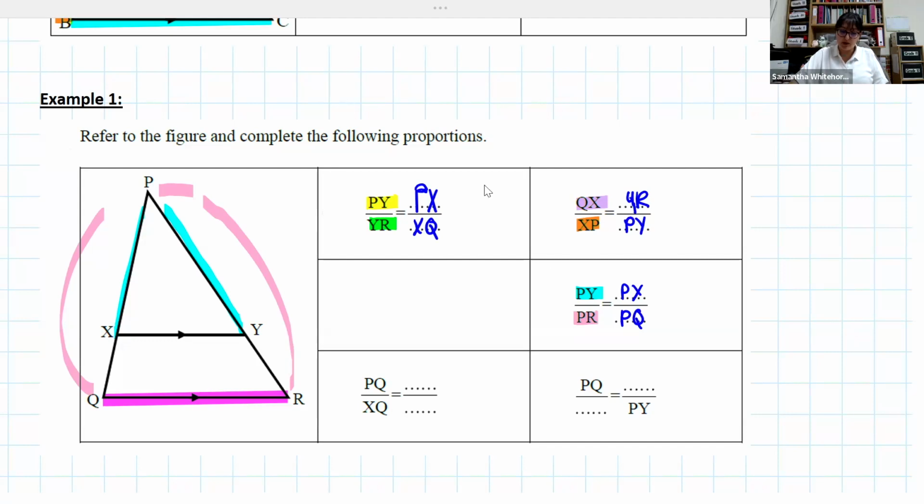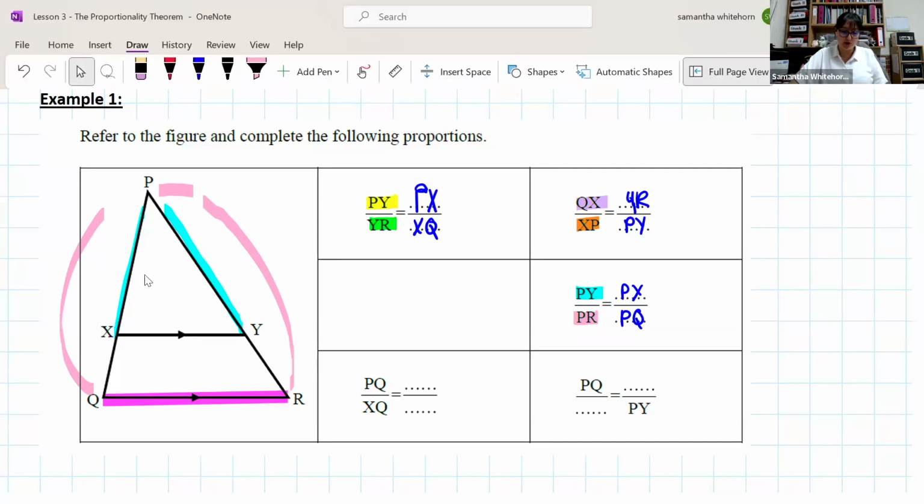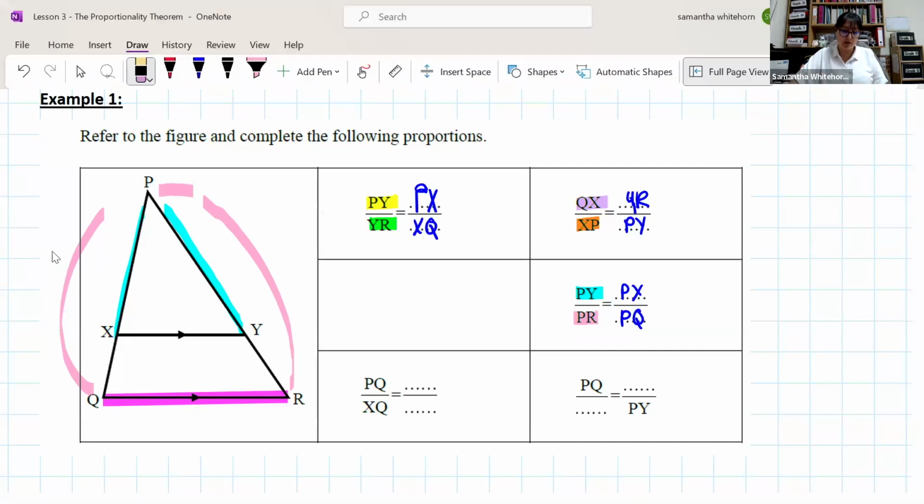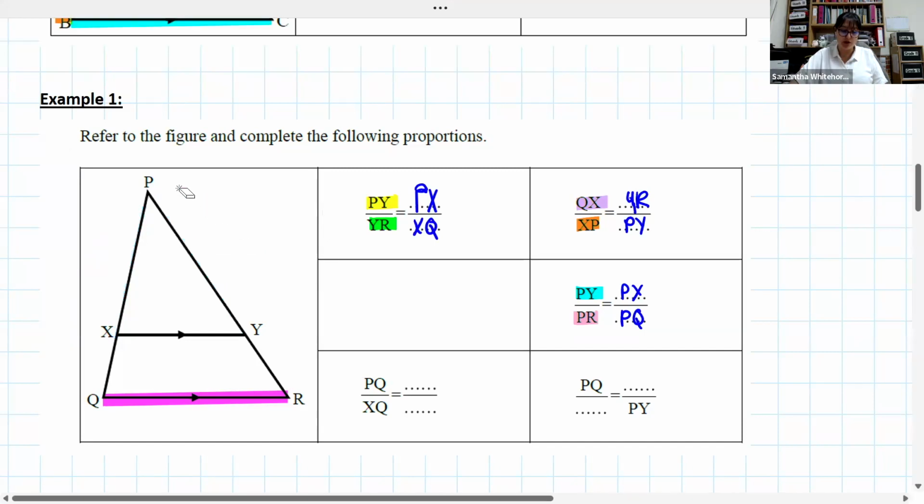Okay, let's have a look. Is anyone feeling brave and would like to give me the first ratio? So we've got PQ over XQ. Does anyone want to tell me what that proportion fraction ratio should look like?